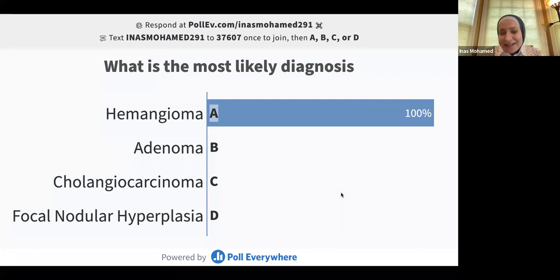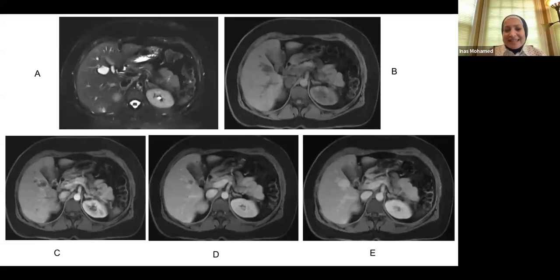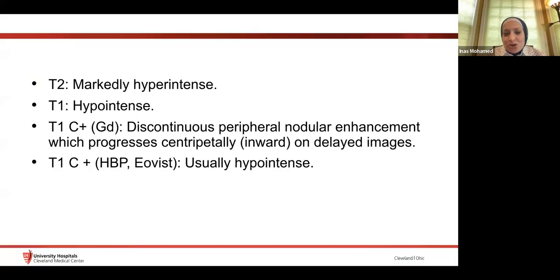Okay, nice. So you got the right answer. This is a hemangioma. So what does a hemangioma look like? We call it a light bulb on T2. So again, what's common is common on MRI. The most common lesion that you're going to see in the liver is actually a cyst. Second most common is going to be a hemangioma.